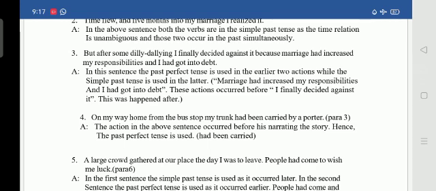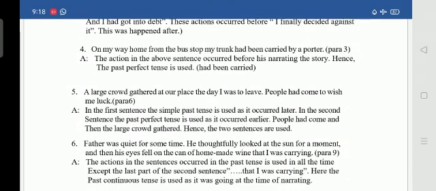See the fourth. On my way home from the bus stop, my trunk had been carried by a porter. This sentence is in para 3. The action in the above sentence occurred before his narrating the story. Hence, the past perfect tense is used. So the action has occurred before his narration. So here we are using the past perfect tense. What you have to write is: the action in the above sentence occurred before his narrating the story. Hence the past perfect tense is used.